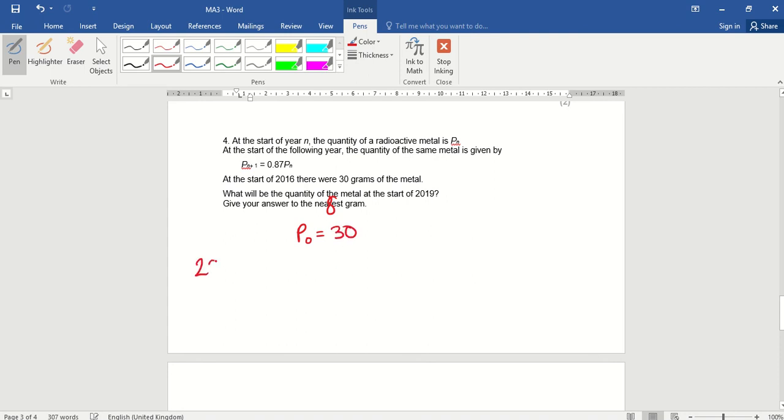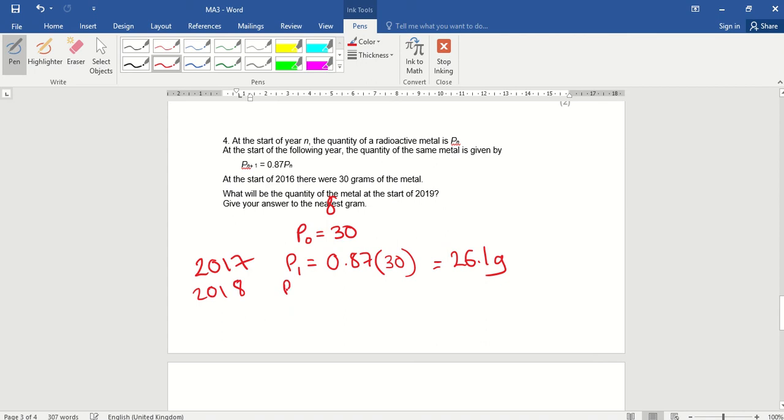Okay, so then to find 2017, that's what we call an iterative formula. You plug your value in, it gives you the next one. So in 2017, you're going to have P1, which is 0.87 times your first value, which is 30, P0. When n is 0, n plus 1 is going to be 1. So 0.87 times 30 is 26.1. So at the beginning of 2017, there are 26.1 grams.